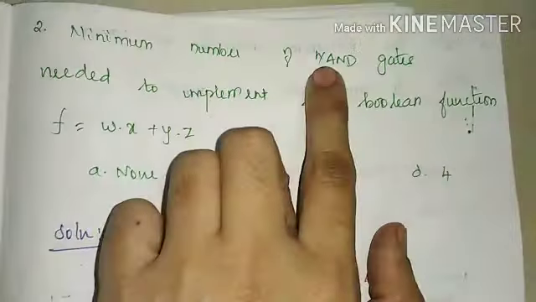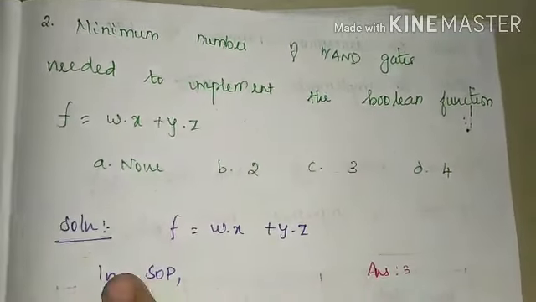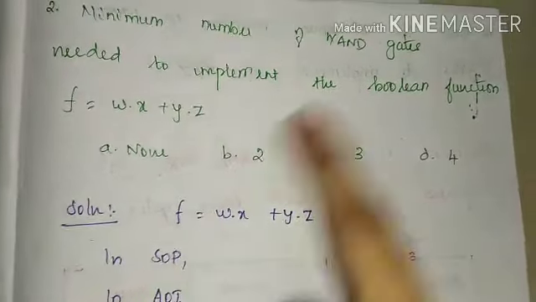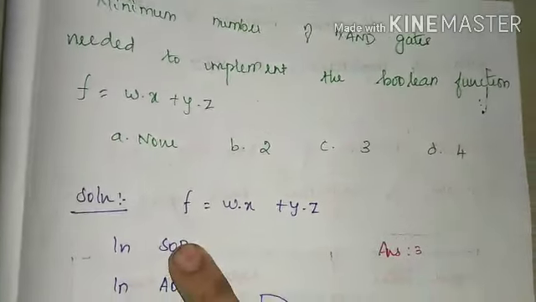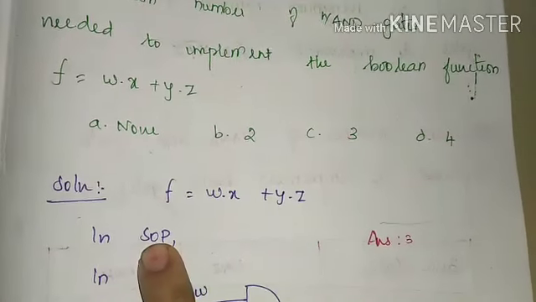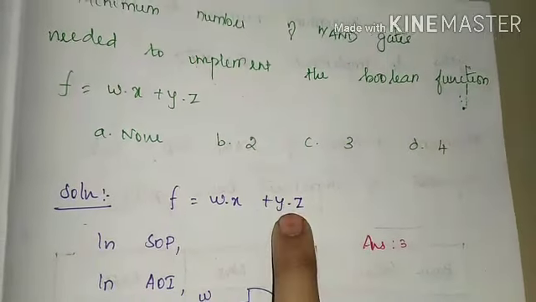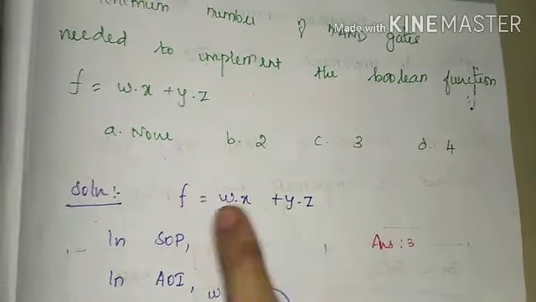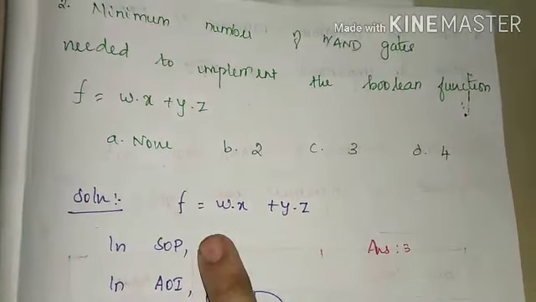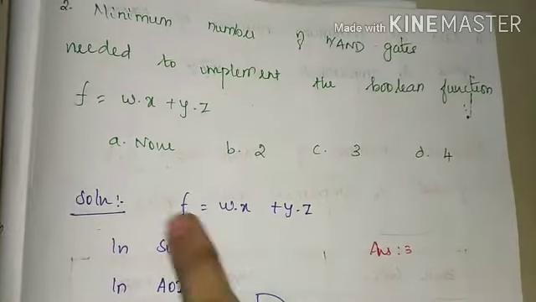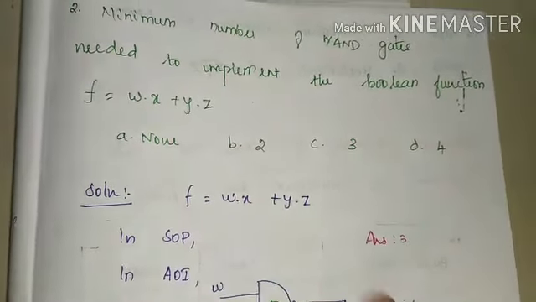Now here they are asking for the minimum number of NAND gates. So we have to convert our given function into the SOP form. If it is a NOR gate, we have to convert the given function into POS format. Here we are converting into SOP form. Already it is a sum of product format. These two are product terms and here we have summed up. So this is the format of SOP. So there is no need to convert into SOP form. Already the given function is in the SOP format.